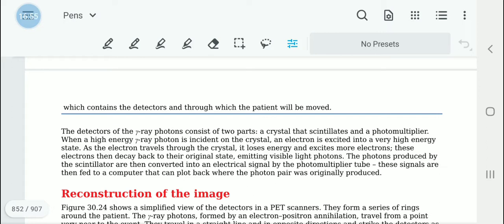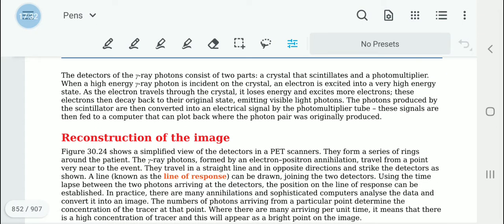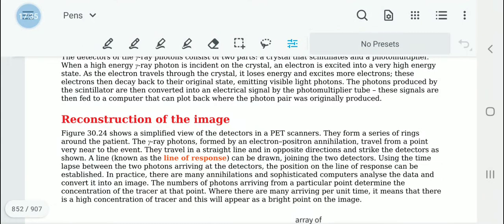So as a result, these will decay to the original state when energy is lost while giving photons. These photons, in the sense visible light photons, will be converted into electrical signals by the photomultiplier, and that would be taken by a computer, and that will actually retrace the photon that was originally produced. So you don't actually have to know how it is going to happen.